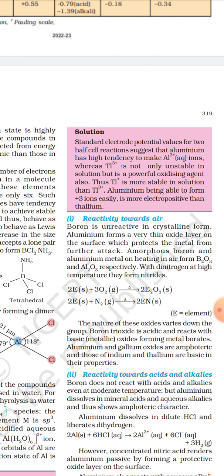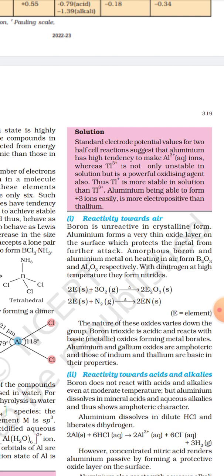Boron trioxide is acidic and reacts with basic metallic oxides forming metal borates. Aluminium and gallium oxides are amphoteric and those of indium and thallium are basic in their properties. Reactivity towards acids and alkalis. Boron does not react with acids and alkalis even at moderate temperature, but aluminium dissolves in mineral acids and aqueous alkalis and thus shows amphoteric character.